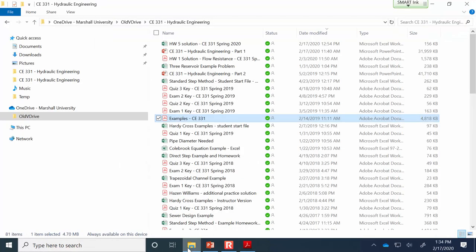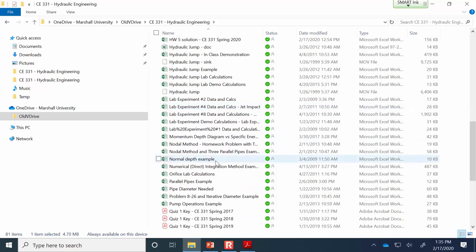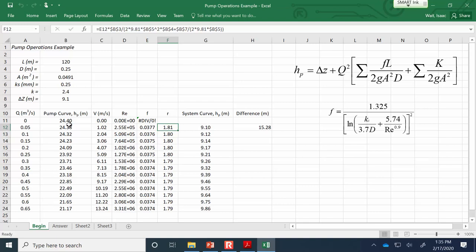And by the way, we can solve this graphically using Excel. I wonder if I have that in there. So for the system, we can put in the equation for the pump curve and just put in a bunch of different flow rates, across a range. So we would have the pump curve as a function of flow rate, and then we could have the system curve as a function of the delta Z and the losses that we know about.